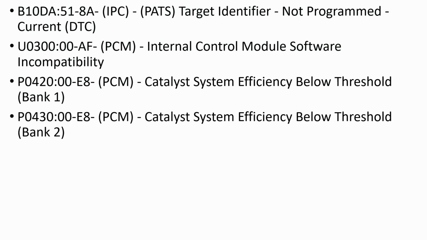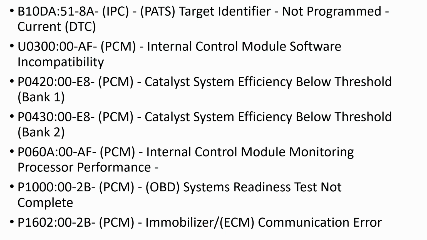We had a 420, not worried about that. 430, I'm not worried about that either. We also had this P060A, internal control module monitoring performance. Very interesting code, and also a 1602, immobilizer ECM communication error. So as you see, we have a lot of codes going on here, and getting a diagnostic path or direction can be very challenging and confusing.